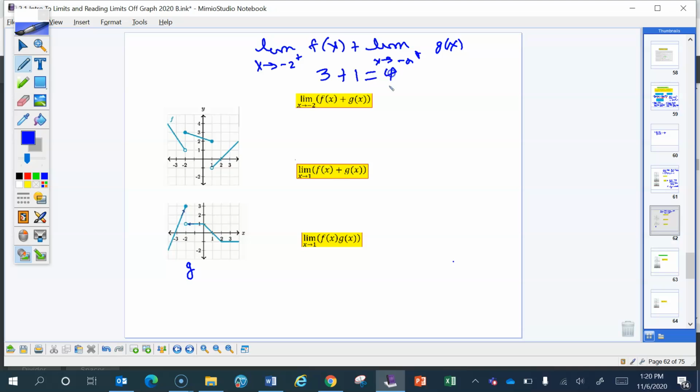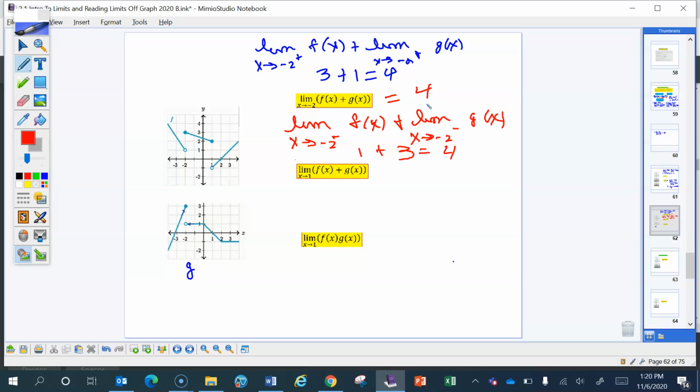Okay. Now I'm going to do the same thing coming from the left of -2. So the limit as x approaches -2 from the left of function f of x plus the limit as x approaches -2 from the left of g of x. Well, coming from the left of -2, it's going to be 1. And coming from the left of -2 in graph g, it's 3. So that equals 4. So therefore, this limit does exist, and this limit would be 4.